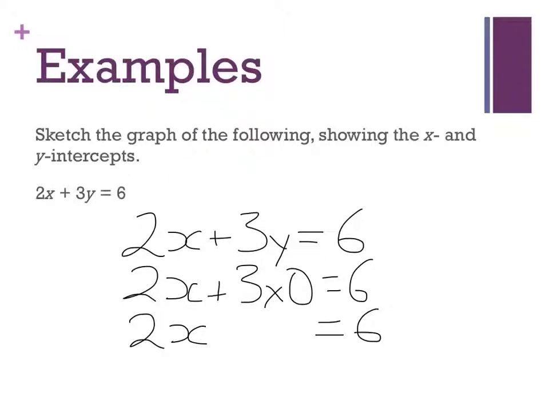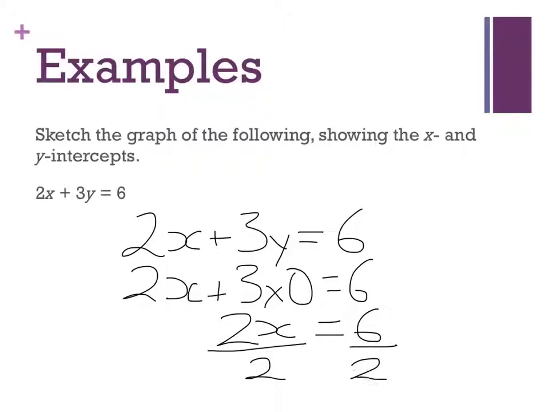So if 2x equals 6, what does 1x equal? How do I find out what 1x equals? That's easy. 2x divided by 2, 6 divided by 2. Everything's equations, guys. This is why I spent so long on it. 6 divided by 2, x equals 3. So now I know that x equals 3, and y equals 2.